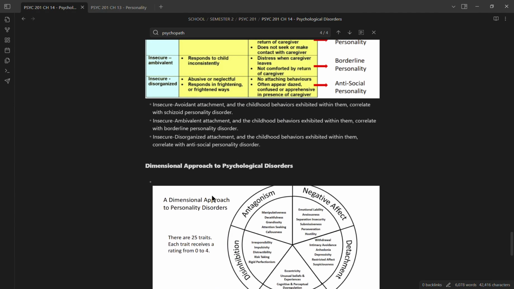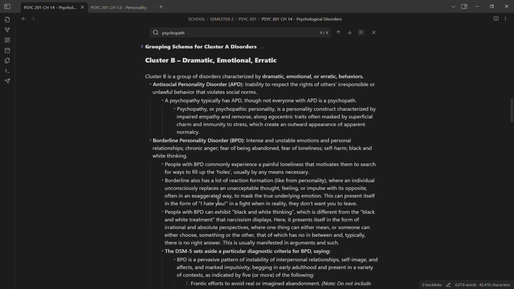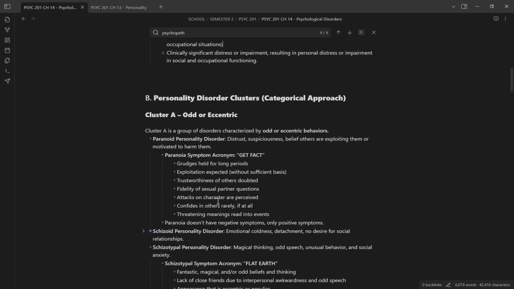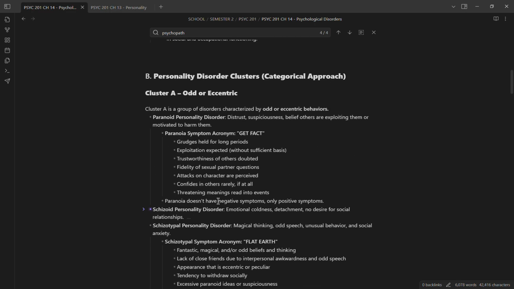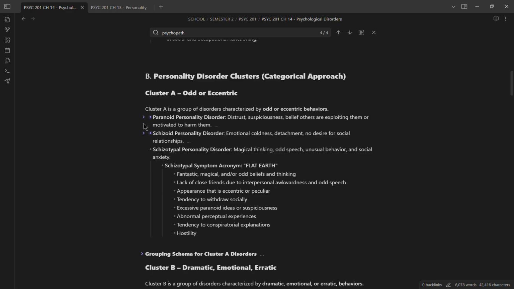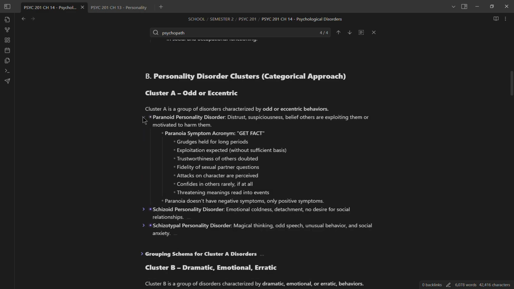We'll get into a dimensional approach to psychological disorders, but again, the categorical approach just works way better for psychological analysis like this, right? So, Cluster A. Let's get into some of these. These are groups of disorders characterized by odd or eccentric behaviors. Within it, we have paranoid personality disorder, schizoid personality disorder, and schizotypal personality disorder. We'll get into these one by one.